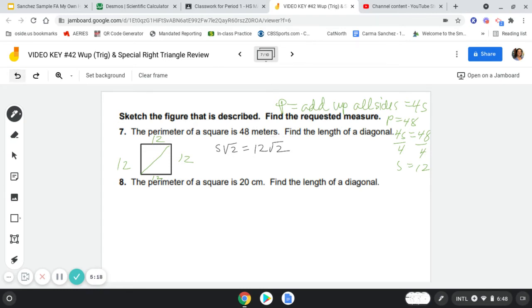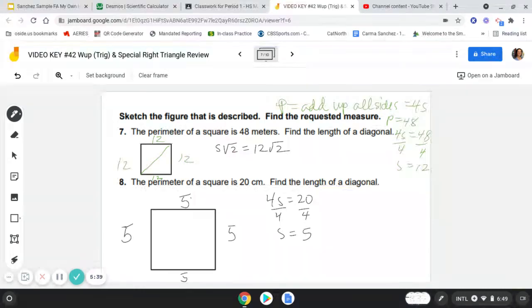How'd you do? Perimeter of this next square is 20. So again, we know that since it's a square, 20 being the perimeter, you've got to add up 4 things to equal that 20. And so working backwards, we see that each side must therefore be 5. And can you picture that? 5 plus 5 plus 5 plus 5 equals 20.